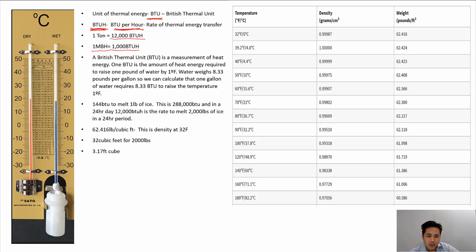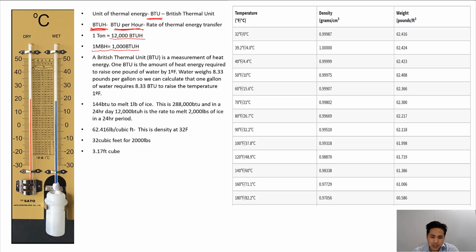So you don't want to confuse that with a megabyte, which is represented as 1 million bytes. When we talk about thermal units, the MBH represents 1,000. So you don't want to confuse that with 1,000 bytes, which is kilobytes. Just to clarify that point.